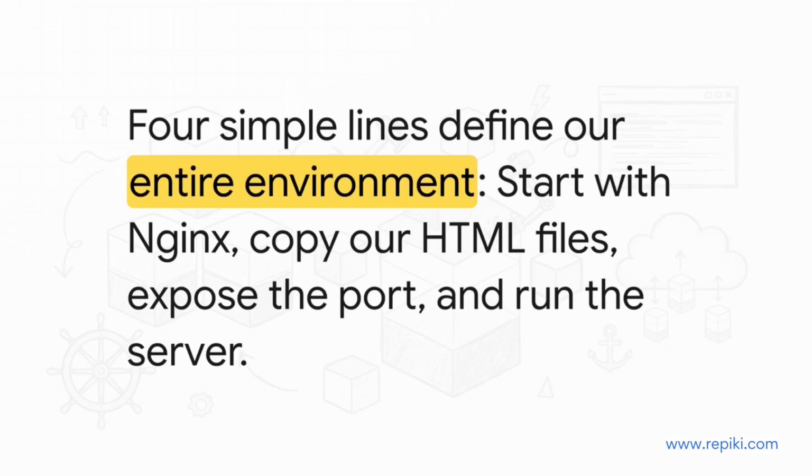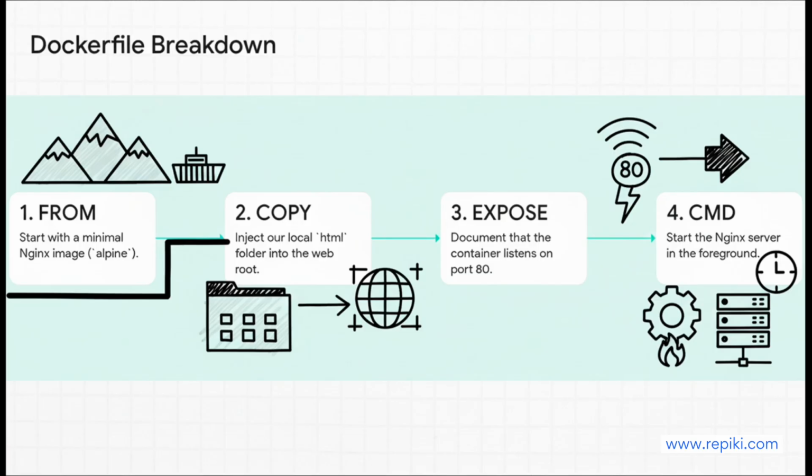This little text file defines a complete, runnable web server environment. It's clean, it's elegant, and it shows our core instructions in action. Let's walk through it real quick. FROM nginx:alpine, we're starting with a super lightweight, minimal nginx image. COPY, we're taking our local HTML folder and dropping it right into the web server's public directory.